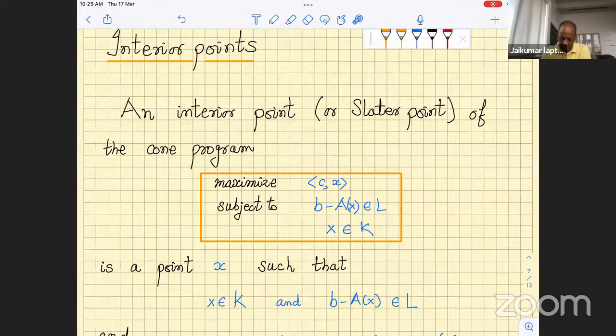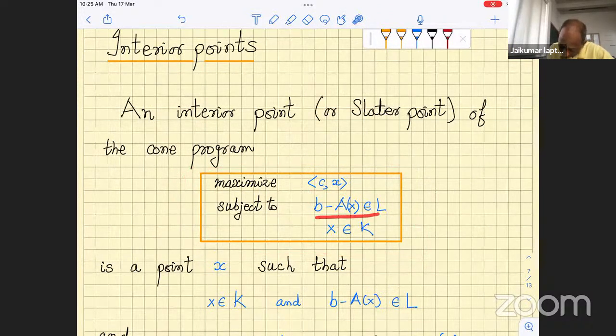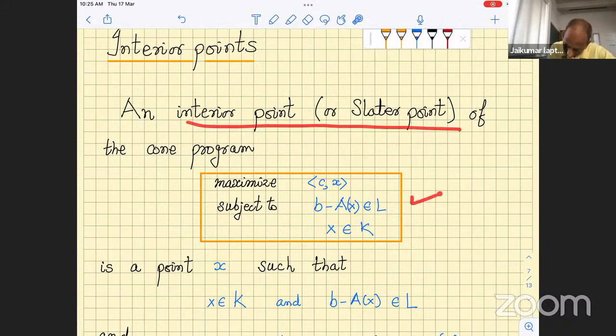So we have this cone program. This is what we started with this morning. You're trying to maximize something subject to something being in L and something. So what is an interior point of this convex program, this cone program?